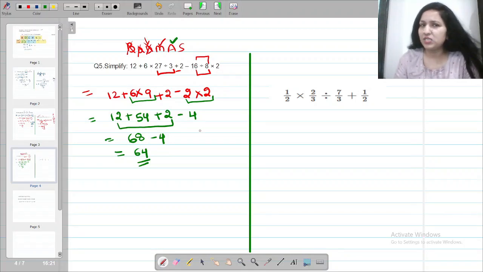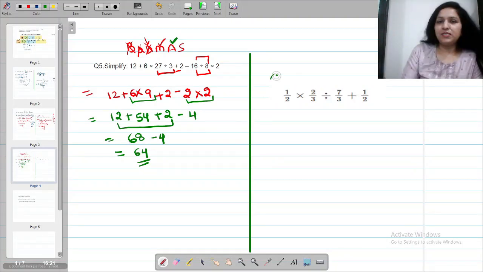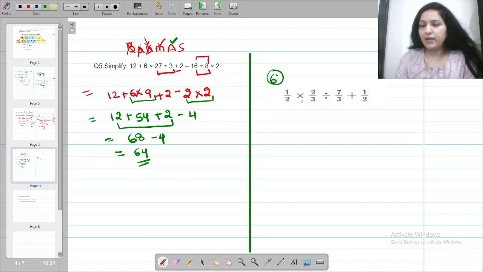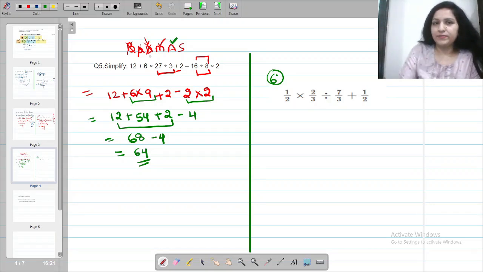Please follow just the BODMAS. Bracket nahi tha. We have solved division first. After division, multiply, then add and then subtract. Try to do question number 6 yourself right now. 3 operations are there: multiply, divide, and addition. Which follows first? Here, divide has to be done first. So first of all you have to solve this.